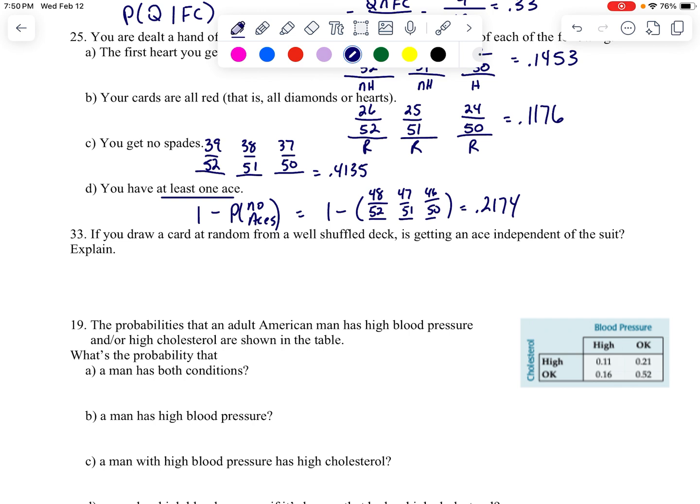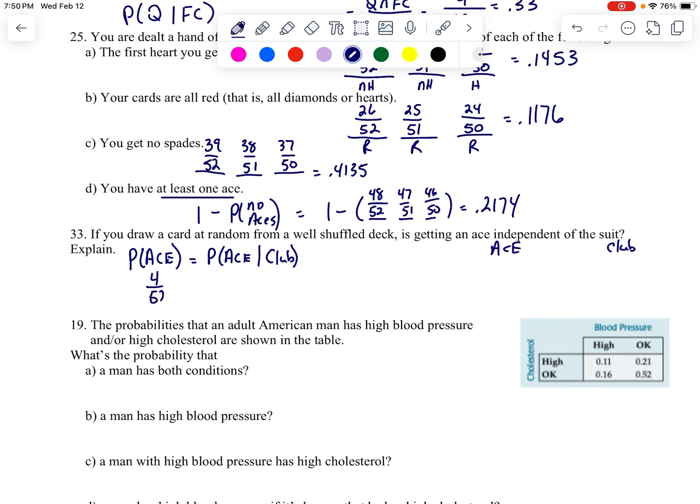If you draw a card at random from a well-shuffled deck, is getting an ace independent of suit? Meaning, is getting an ace independent of a club? So what we'll do is this. We're going to find out the likelihood of drawing an ace, and we're going to compare that to the probability of drawing an ace given that you've already drawn a club.